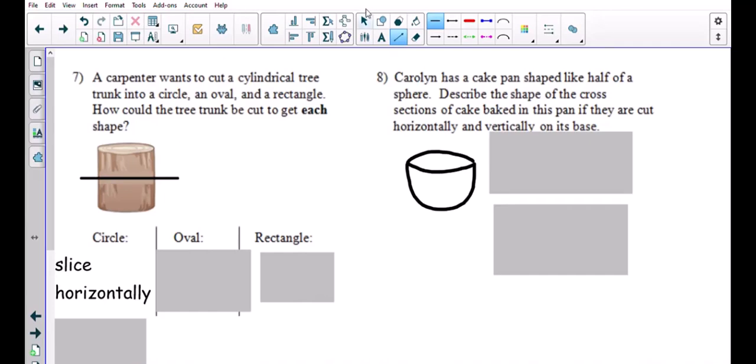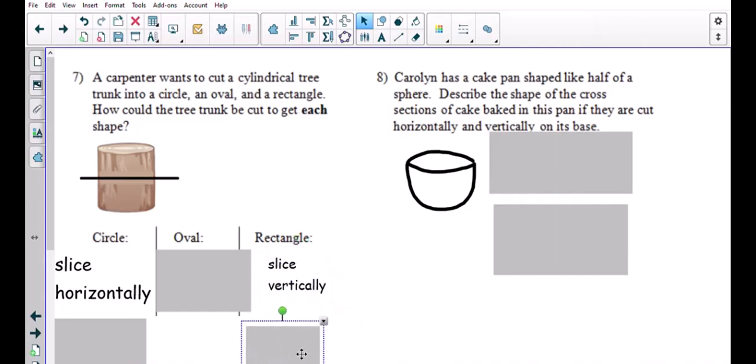Let's talk about the rectangle. How do we need to slice this to get the rectangular shape? We want to slice through this thing vertically. So if we slice from top to bottom like this, and we imagine opening this thing up, we're going to see a rectangle on either side.